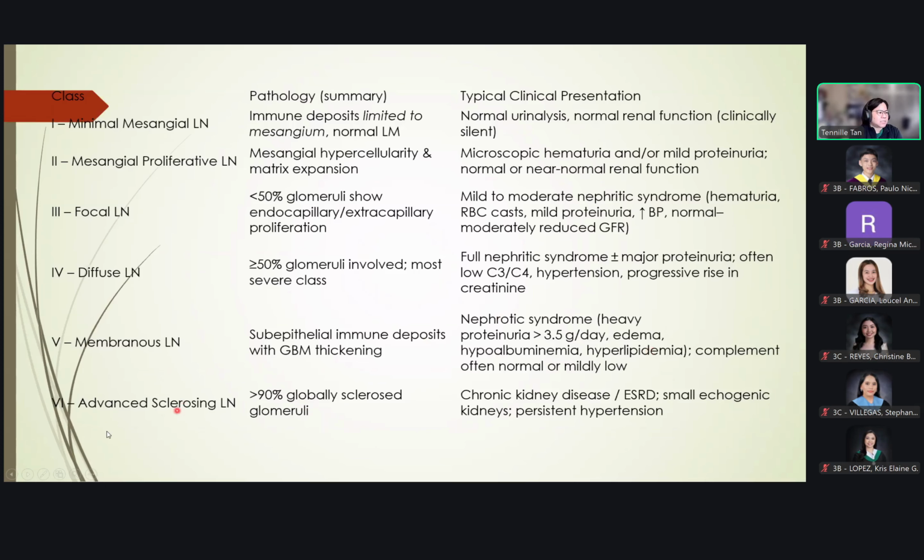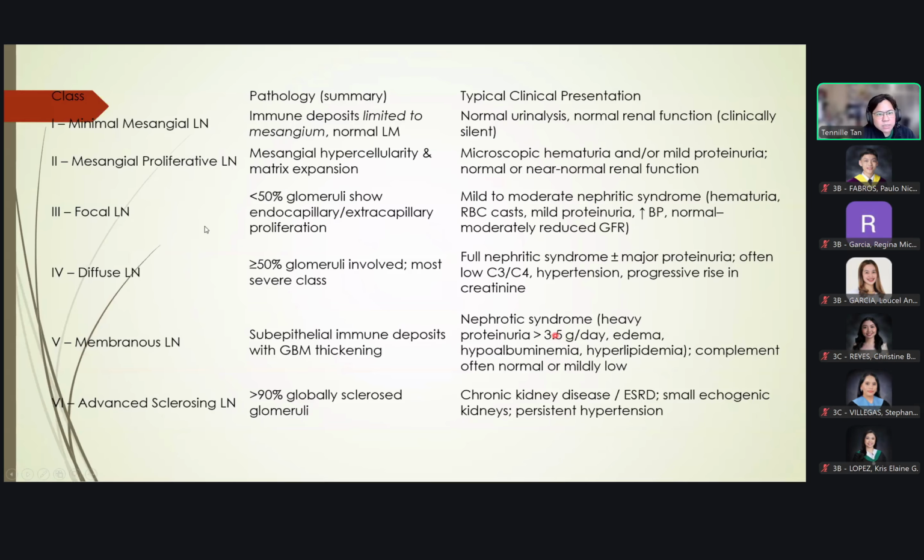And then class 6 is advanced sclerosing. So more than 90% of the nephrons or glomeruli are globally sclerosed. This is the picture of patients with lupus who have chronic kidney disease and ESRD because of the lupus. They will have small echogenic kidneys on ultrasound and persistent hypertension.